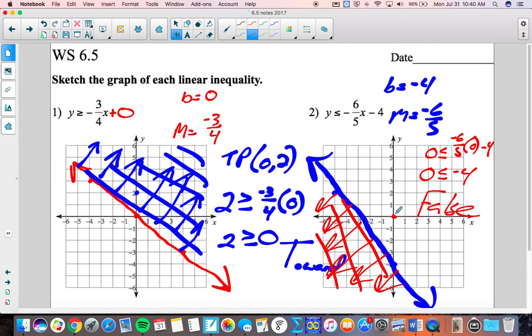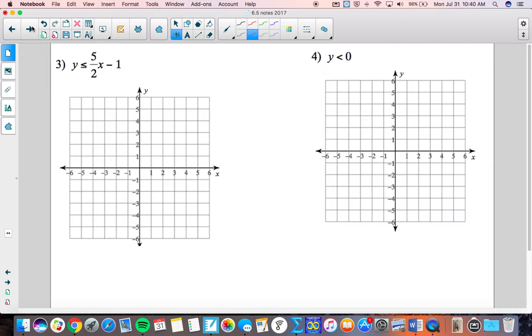If this point does not work, neither does everything on its side of the line. Remember, over here we tried this point right here. It was true, so that is a solution, and so is everything on that side of the line with it. Try some of these. Number 4 might get you.